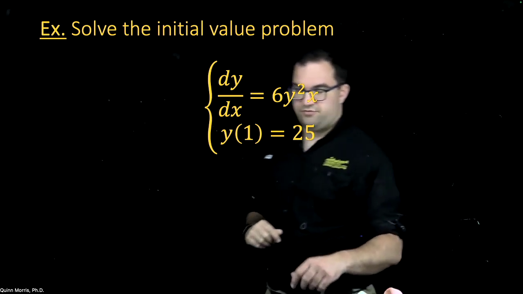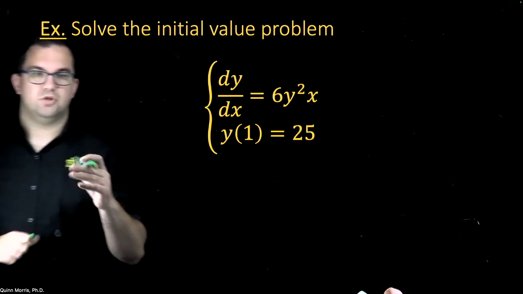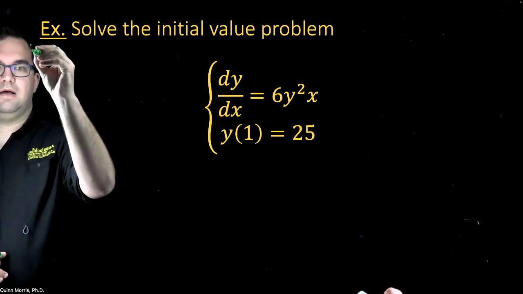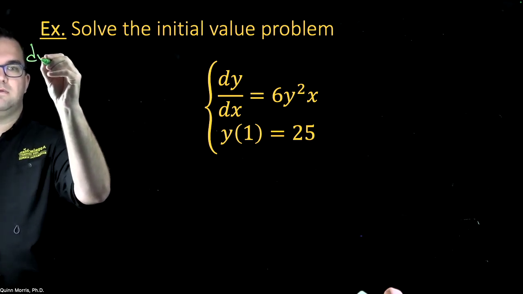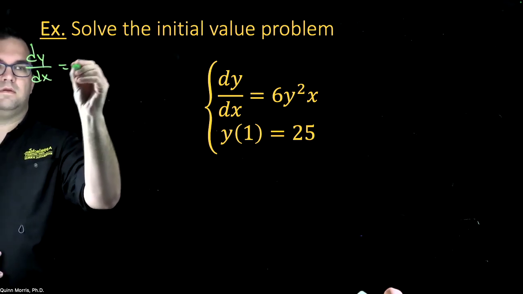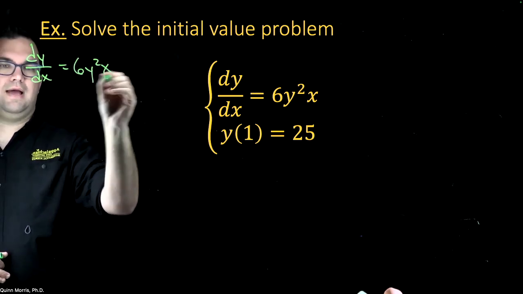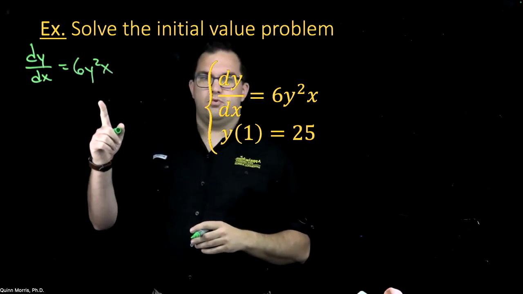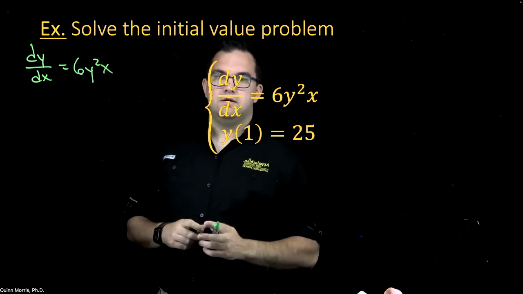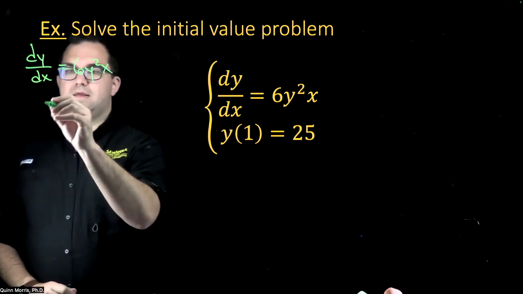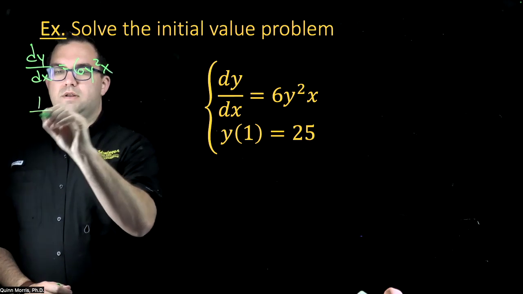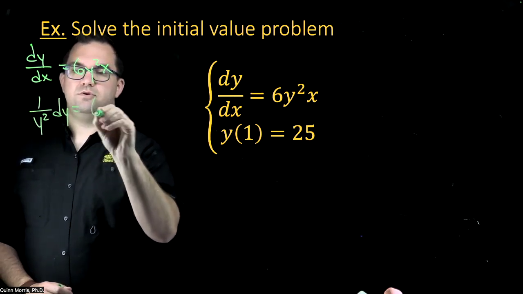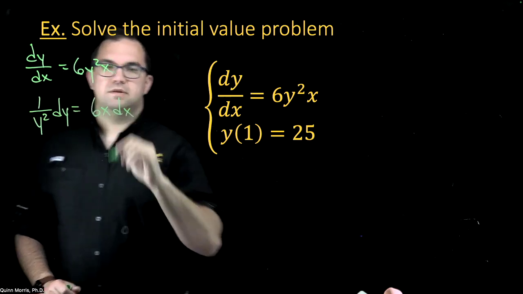Okay, so first let's focus on that differential equation. Maybe I'll work on this up here. I've got dy/dx equal to 6y squared x. I want to get all the x stuff on one side and all the y stuff on the other. So I am going to rewrite this as 1 over y squared dy is equal to 6x dx.